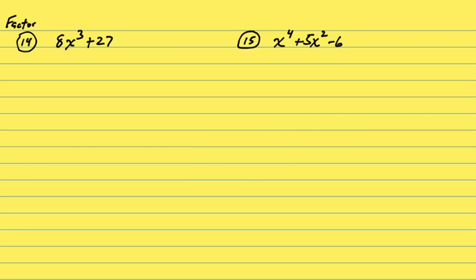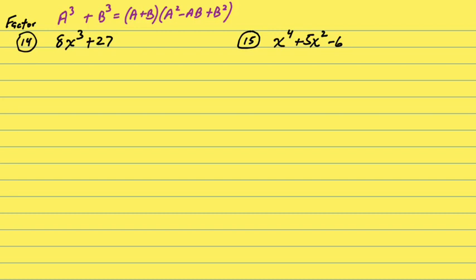Okay, let's go on to 14. We want to factor these. This is a sum of cubes. I know that if I could write this as a cubed plus b cubed, it would factor into a plus b times a squared minus ab plus b squared. That's one of my rules. This is the sum of cubes.